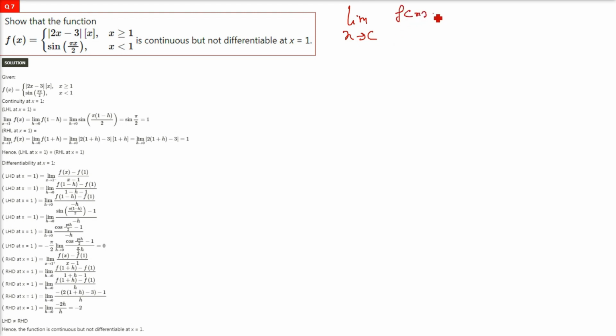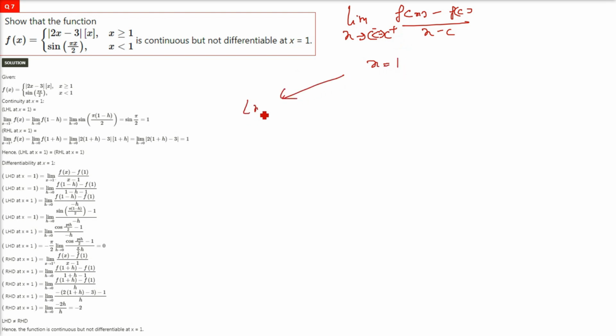But we are checking the differentiability. The simple definition of differentiability is limit x tends to c of (f(x) minus f(c)) by (x minus c). With c minus and c plus, we find the left hand derivative and the right hand derivative, and try to find out whether the values match or not.